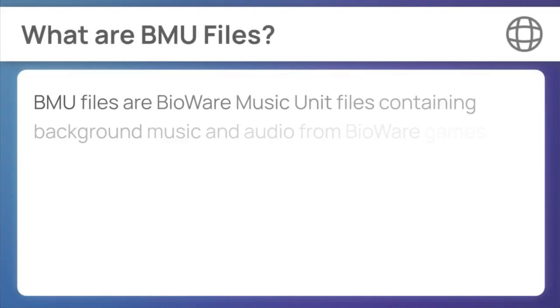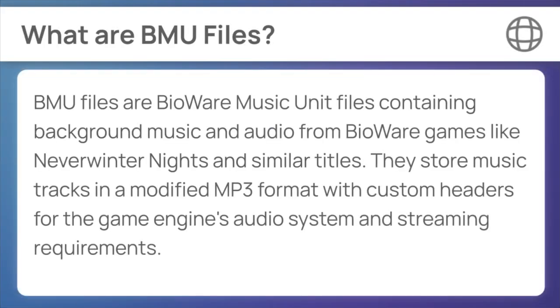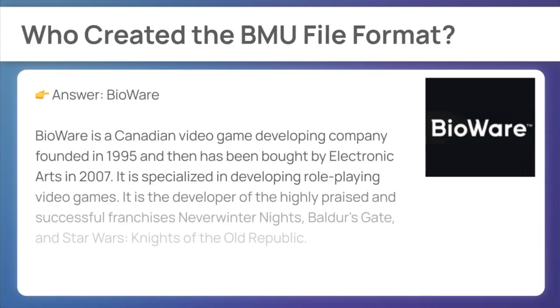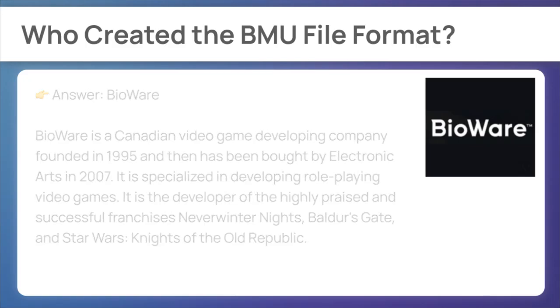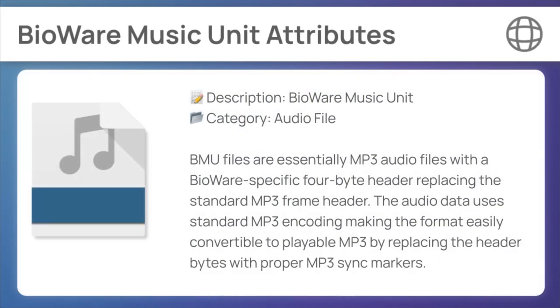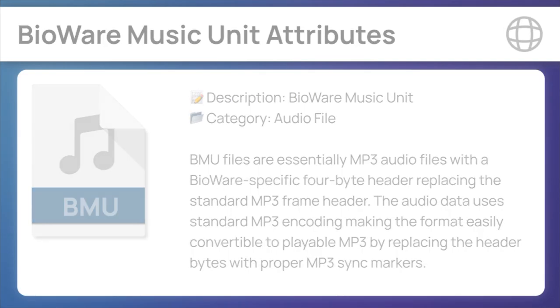BMU files are BioWare Music Unit files, containing background music and audio from BioWare games, like Neverwinter Nights and similar titles. They store music tracks in a modified MP3 format, with custom headers for the game engine's audio system and streaming requirements. BMU files are essentially MP3 audio files, with a BioWare-specific 4-byte header replacing the standard MP3 frame header. The audio data uses standard MP3 encoding, making the format easily convertible to playable MP3 by replacing the header bytes with proper MP3 sync markers.